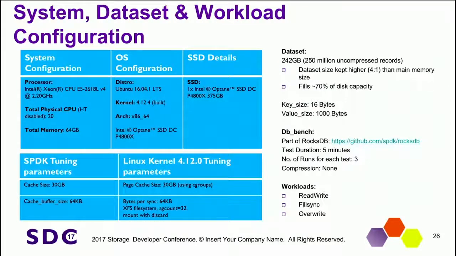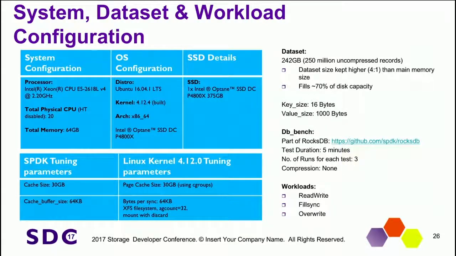So our database would be running on this Intel Optane. The dataset, on the right side, says 242 gigabytes. This comprises 250 million uncompressed records, with 16-byte keys and 1,000-byte value sizes. That's the dbbench config we used, which is quite predominantly what we have seen people using for key value sizes. So what about the workloads?